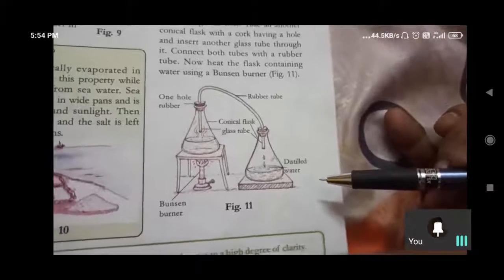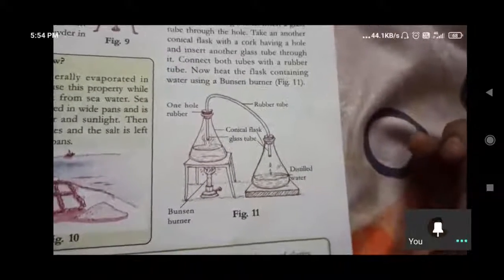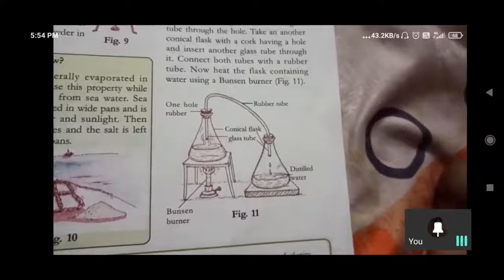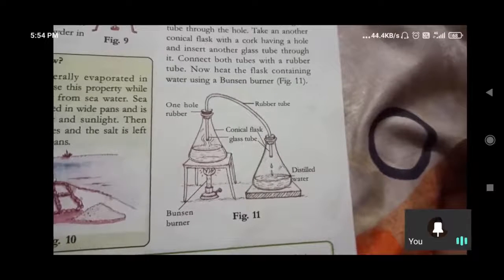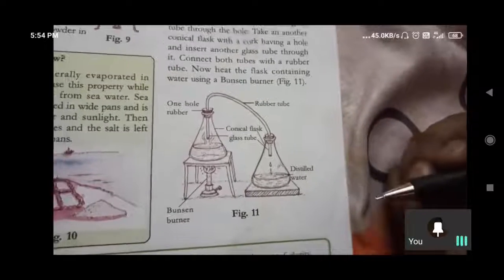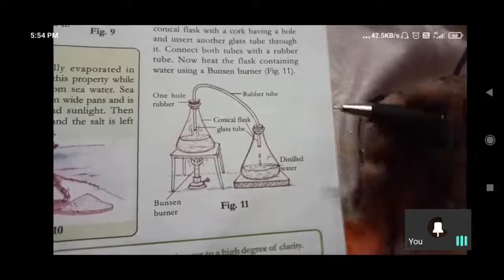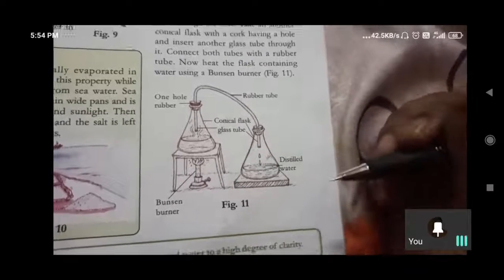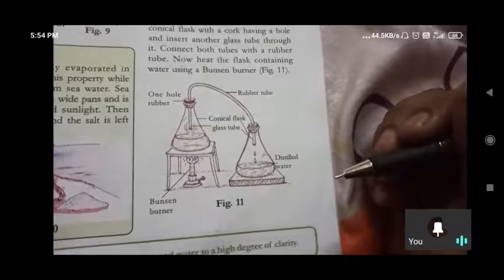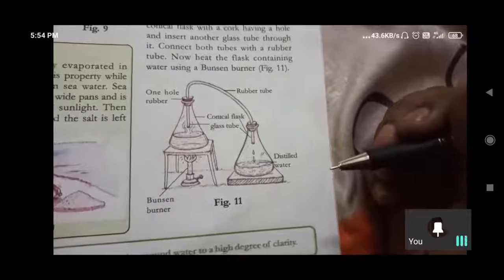Is it okay? This process is called distillation. So we are collecting the evaporated water, Nana. That is called distillation, and the collected water is called distilled water. Whatever we observe in hospitals and laboratories, they use this term distilled water. For mixing injection powder, they will use distilled water.